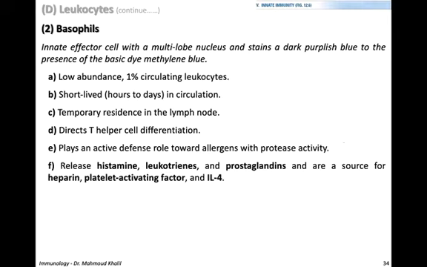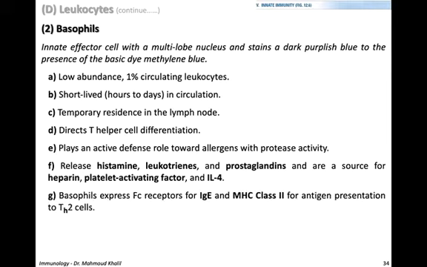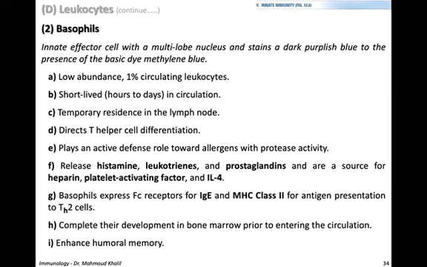They can release histamine, leukotrienes, and prostaglandins, and are a source of heparin and PAF, platelet activating factor, as well as interleukin-4. The basophil expresses the Fc receptor for one of the antibodies, which is IgE, and as well can express MHC class 2 for antigen presentation to T helper 2 cells. They complete their development in the bone marrow prior to entering the circulation, and these basophils can enhance the humoral memory.